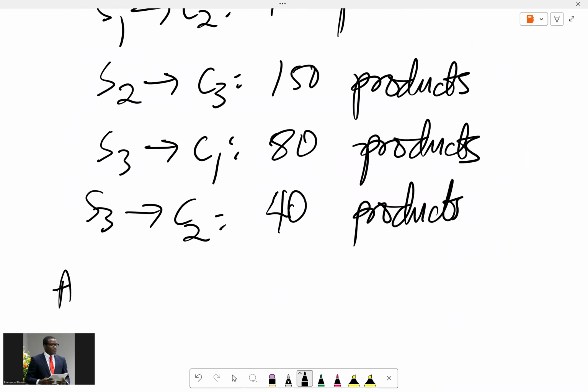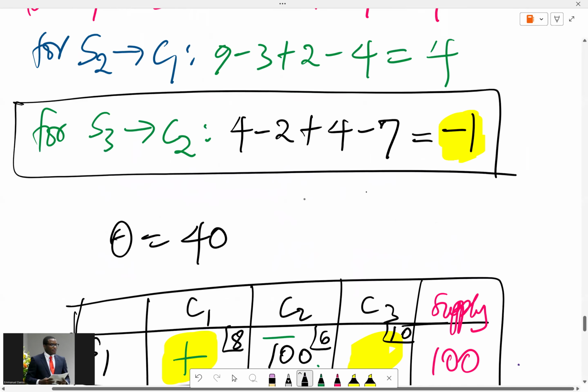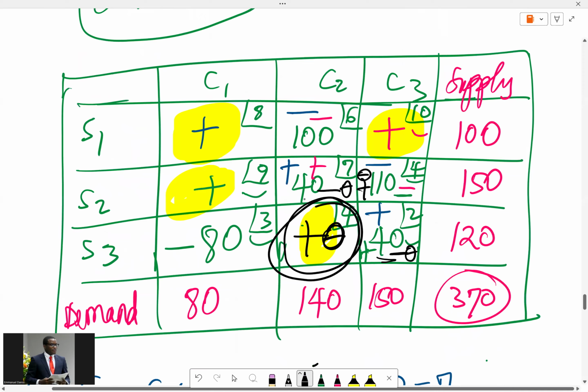All at a total cost of $1,600. So this aligns with what we got from linear programming. It aligns with what we got from Vogel's approximation method. So this is how you use the stepping stone method to optimize your initial feasible solution.